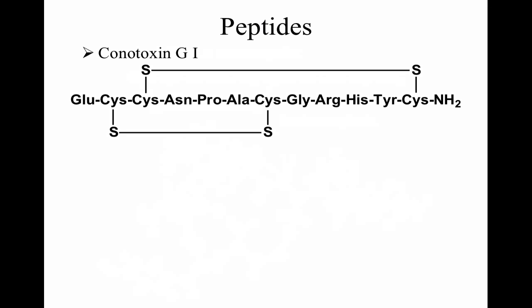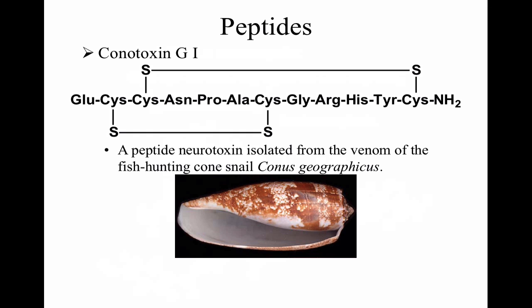Here's an example of conotoxin. So for my marine biology friends, what's conotoxin? It's actually a very strong neurotoxin. It's a big macrocyclic molecule, right? So we've got quite a few amino acids, but we also have two loops in this particular structure.